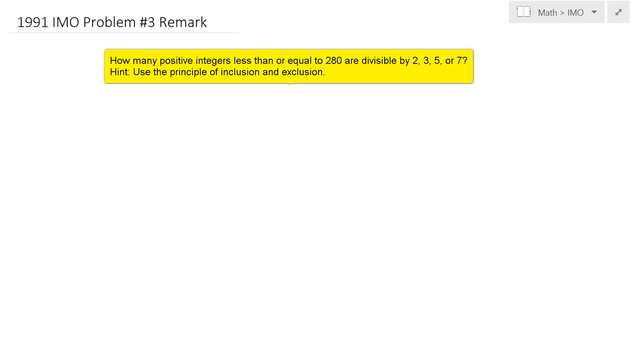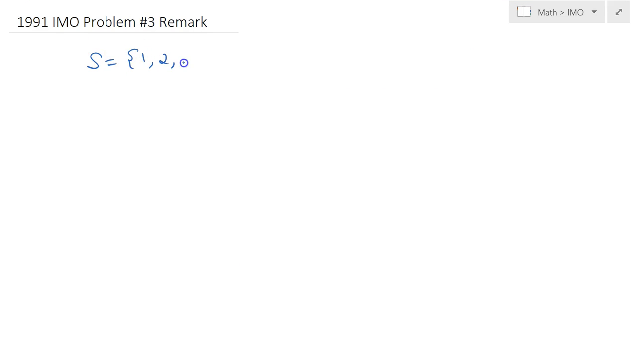Hello everybody, this is a short lecture, a note I should say, related to 1991 IMO problem number 3. Consider the set S of positive integers from 1 all the way to 280, and what I would like to do is to count the numbers in this set S that are divisible by 2, 3, 5 or 7 basically.